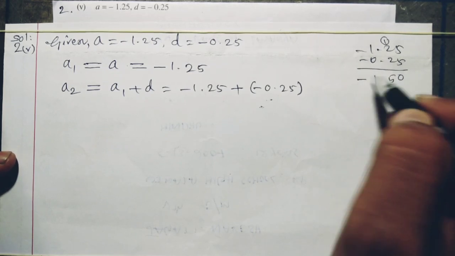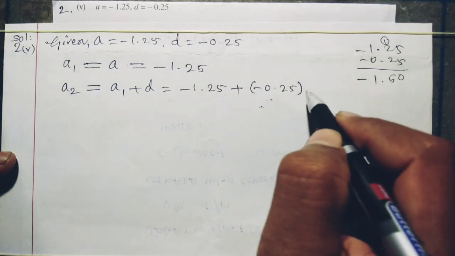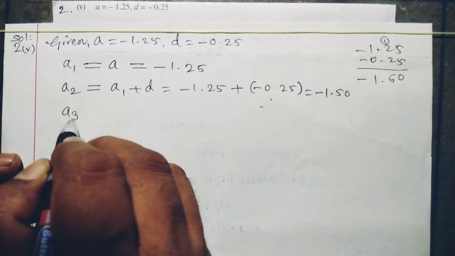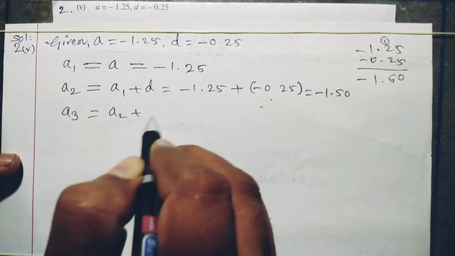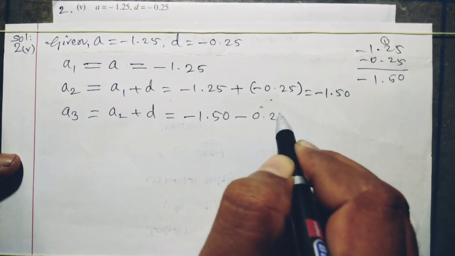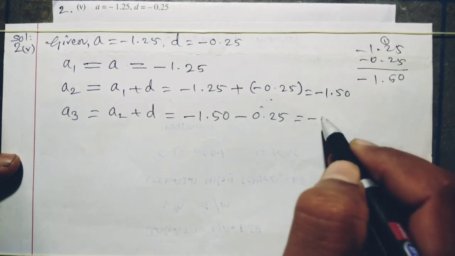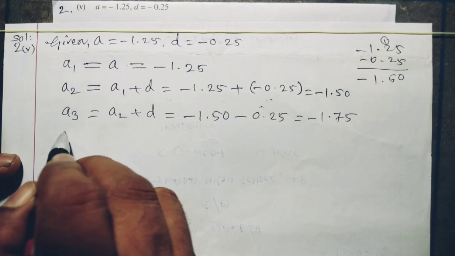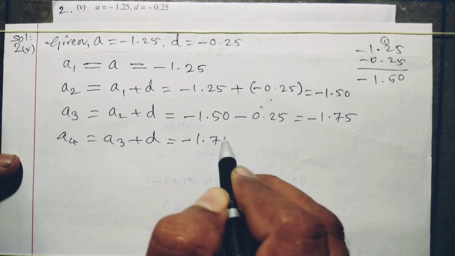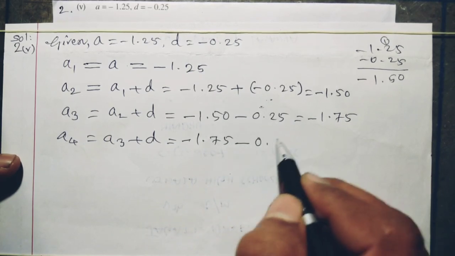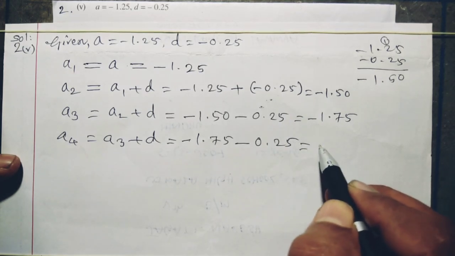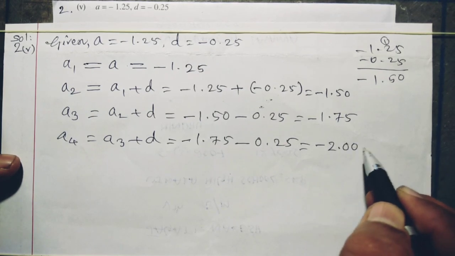minus 1.50. A3 is equal to A2 plus D is equal to minus 1.50 minus 0.25 is equal to minus 1.75. A4 is equal to A3 plus D is equal to minus 1.75 minus 0.25 is equal to minus 2.00. We can write minus 2.